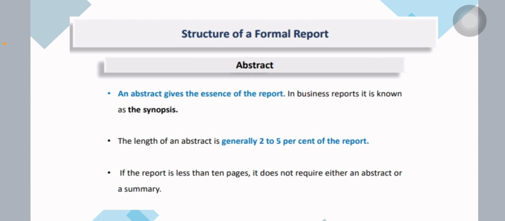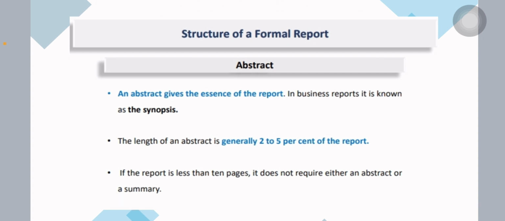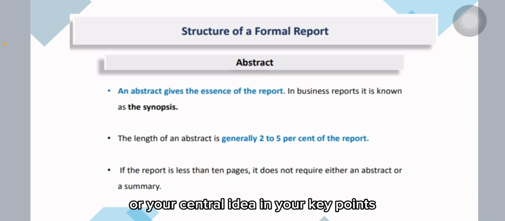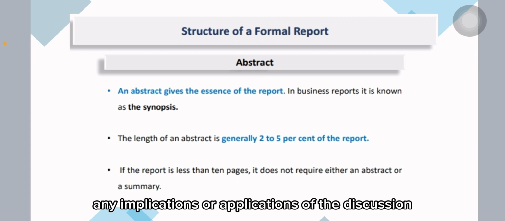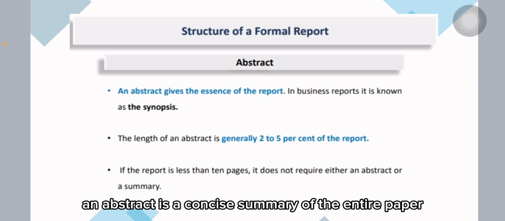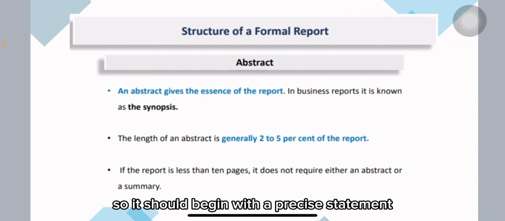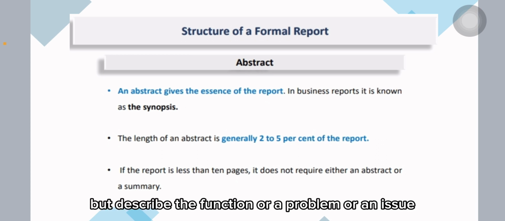So, an abstract will give you a quick overview of your report and its organization. This should express your thesis or your central idea and your key points, and of course, suggest any implications or applications of the discussion in your report. An abstract is a concise summary of the entire paper. So it should begin with a precise statement. It should not evaluate, but describe the function or a problem or an issue.